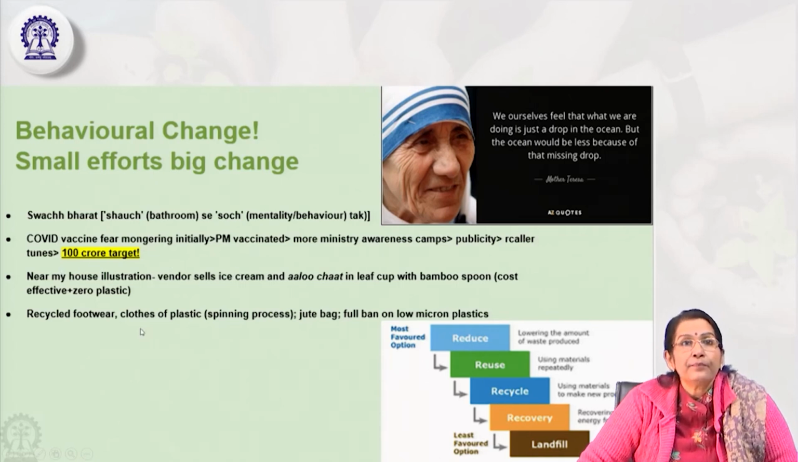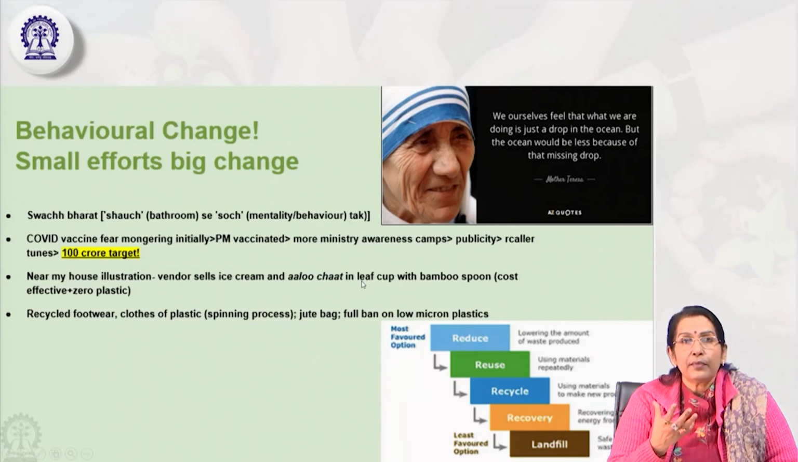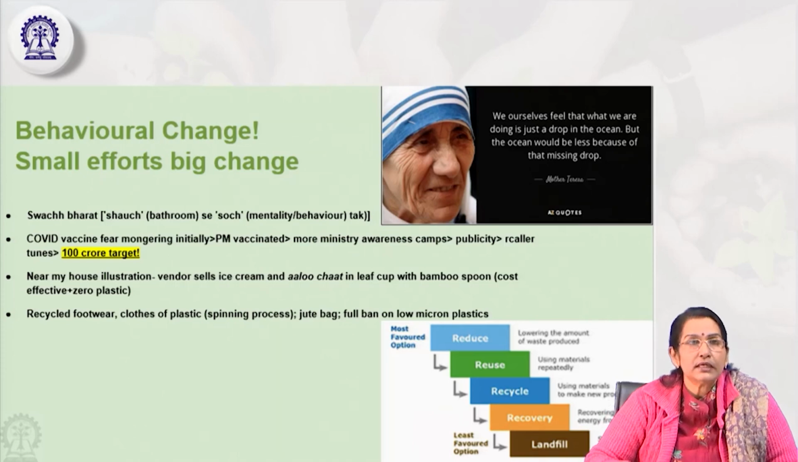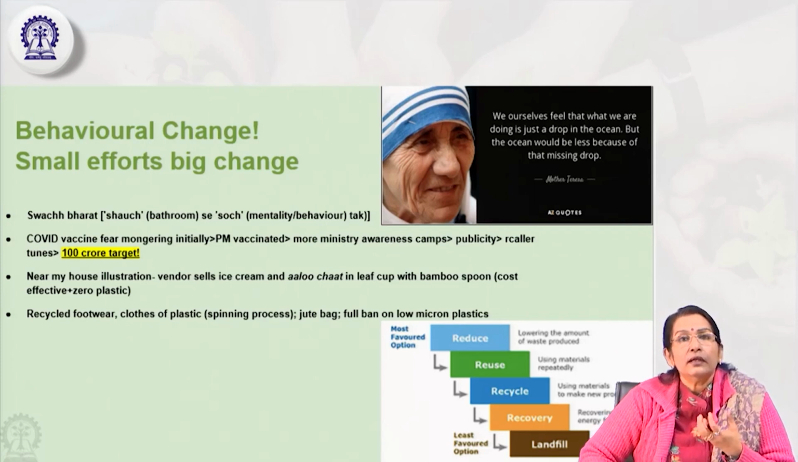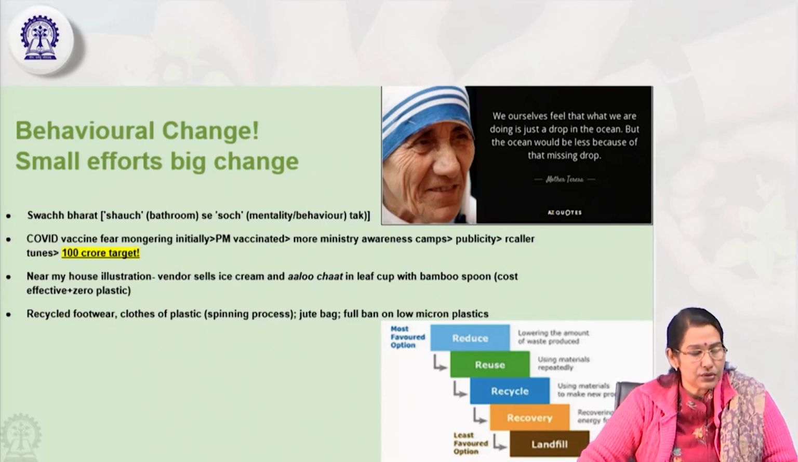target. Similarly, for example, some vendors sell ice creams and aloo chaat near my house. The vendors who are selling the ice creams and aloo chaat in a leaf cup are using sustainable packaging, green packaging, instead of plastics and single-use plastics. Instead of using plastic, we can also have eco-friendly leaves, eco-friendly packaging systems can also be used.